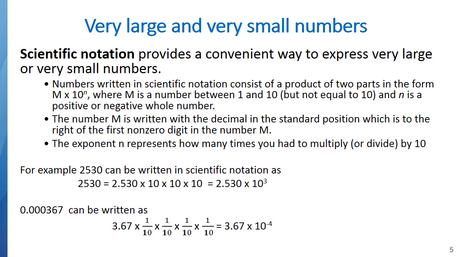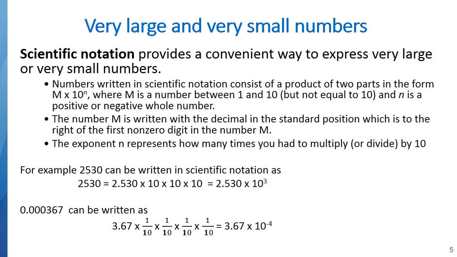Again, m is written with the decimal in the standard position, which is to the right of the first non-zero digit. And then the exponent actually represents how many times you had to multiply or divide by 10. So, for example, 2,530 you can think of as 2.530 times 10 times 10 times 10, or 2.530 times 1,000, which is 10 times 10 times 10. So we can rewrite it like that.